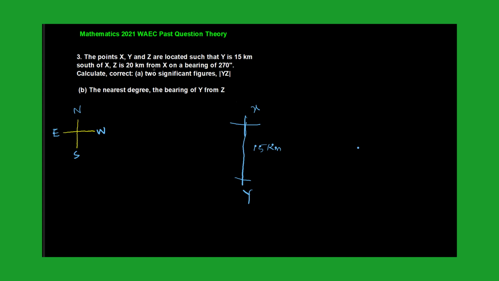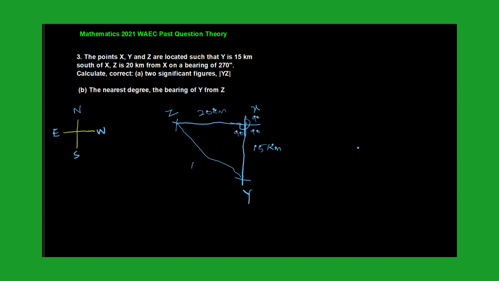Then Z is 20 km from X on bearing 270 degrees. From here to here is 90, from here to here is 180, from here to here is 270. It means that our Z will be on a straight line, 20 km. So this is our point Z. Let's close it to make a perfect right angle triangle. So here is 90. So this is a perfect right angle triangle.